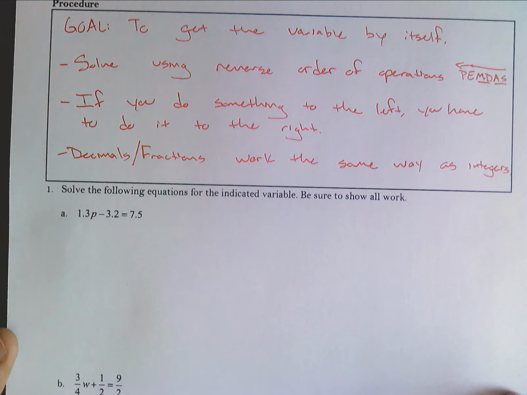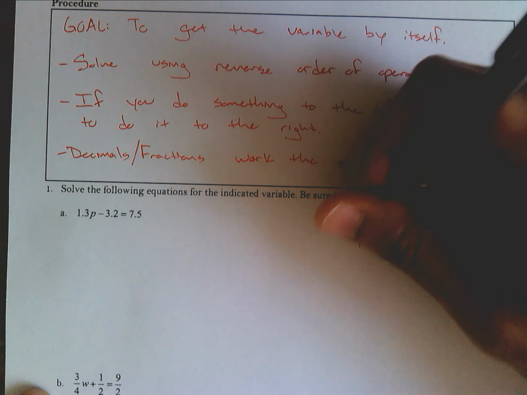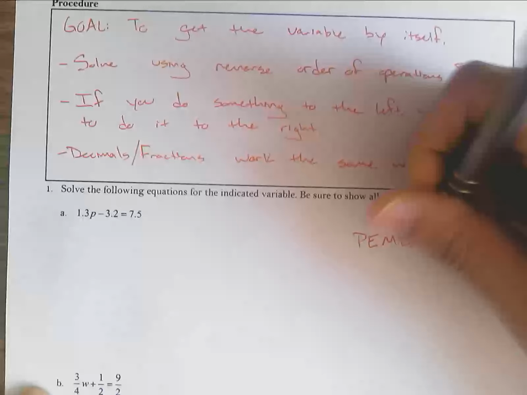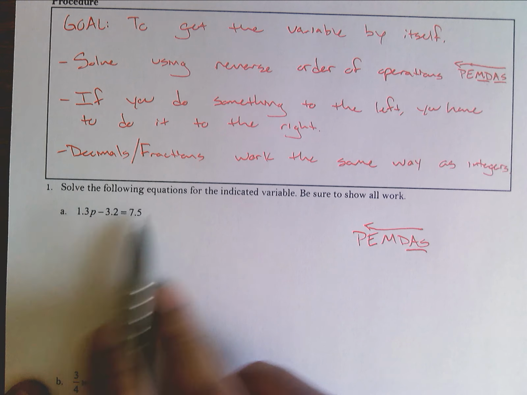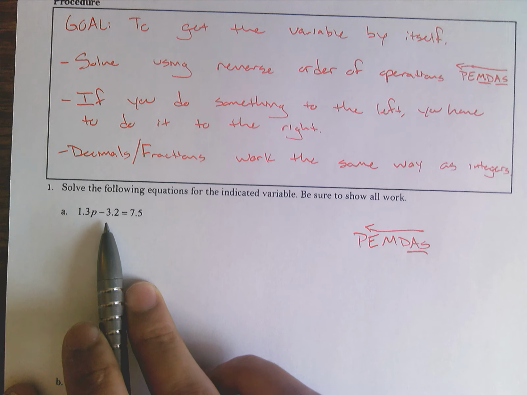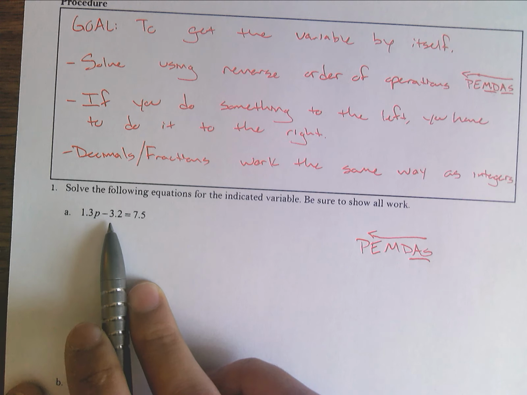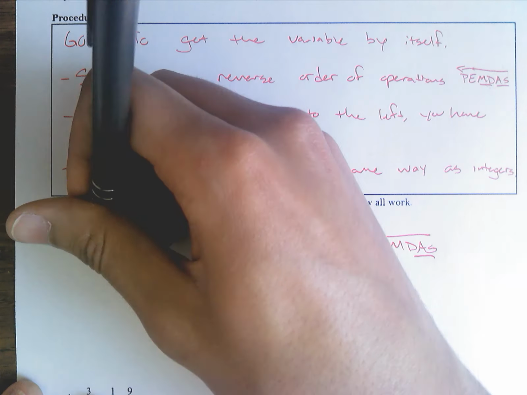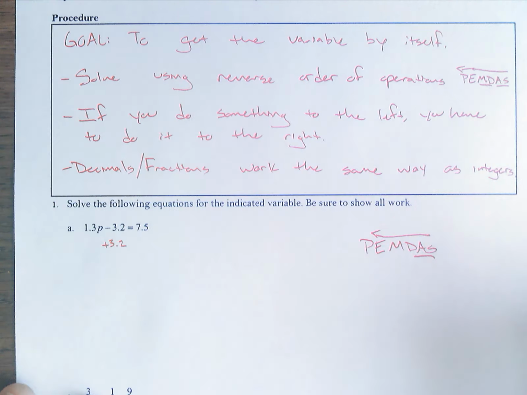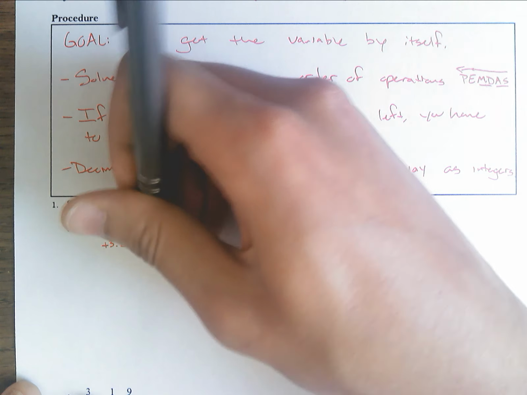Here I have 1.3p minus 3.2 equals 7.5. So we look at the equation and determine what we do first. Well, we want to do this in reverse order of operations, so reverse PEMDAS. You can write that as a note. I'm going to start with addition and subtraction. Do we see any addition or subtraction? I see we have a minus 3.2. So we want to do the opposite of minus 3.2, which is plus 3.2. So if we add 3.2 to the left side, we must also add 3.2 to the right side.